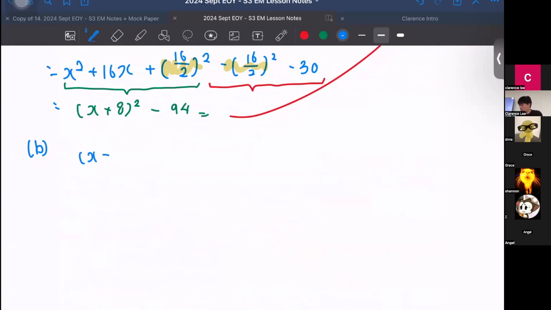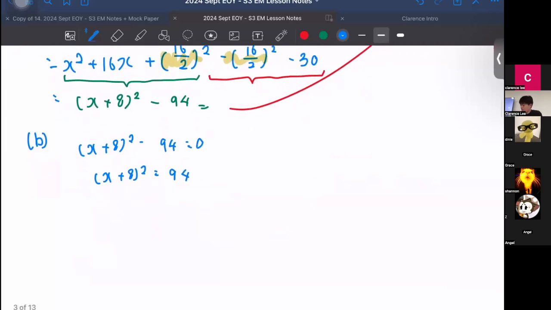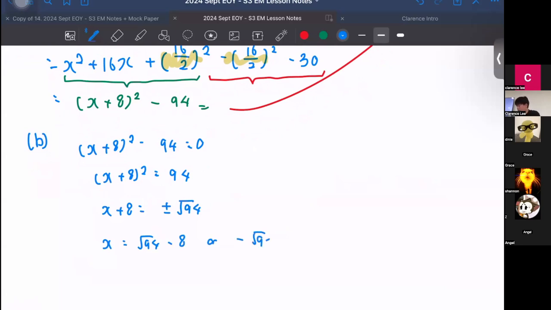So what you can write down for me is (x + 8)² − 94 = 0. In other words, (x + 8)² is just equal to 94. And then from here, when you square root both sides, you will get x + 8 = ± √94. Which means x will just be equal to √94 − 8, or −√94 − 8, which will give you an answer of 1.70 or −17.70, to 2 decimal places.